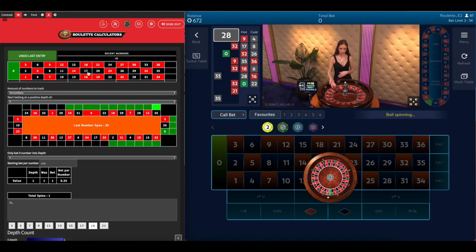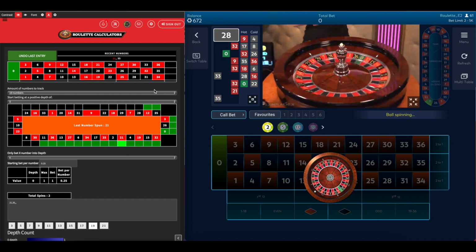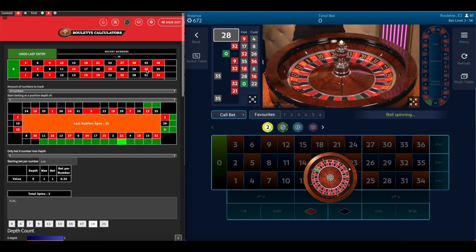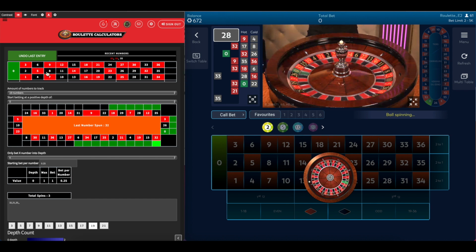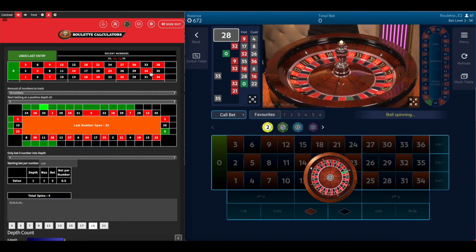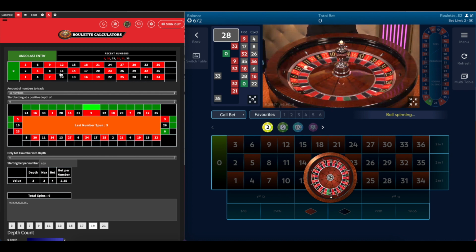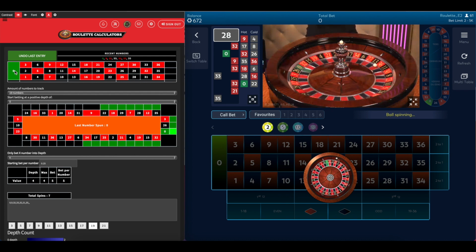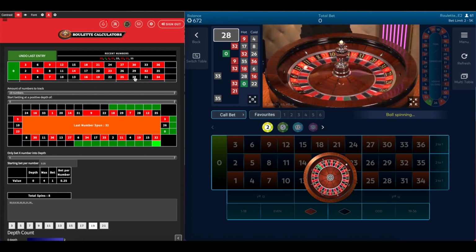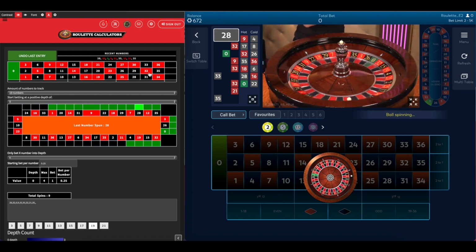35 went to 21, which was in the highlighted area. 21 went to 32, which is highlighted as well. 32 went to 33, which is unhighlighted. 33 went to 32, which again is unhighlighted. 32 went to 9, that's unhighlighted as well. Number 9 went to 0, that's just unhighlighted. 9 went to 32, which is highlighted, and then 32 went to 28, which is highlighted as well. And that one's just gone to 36, which is unhighlighted.